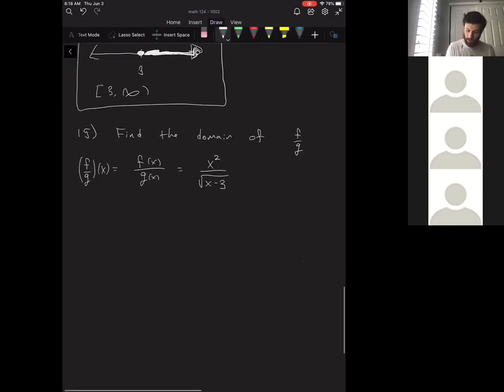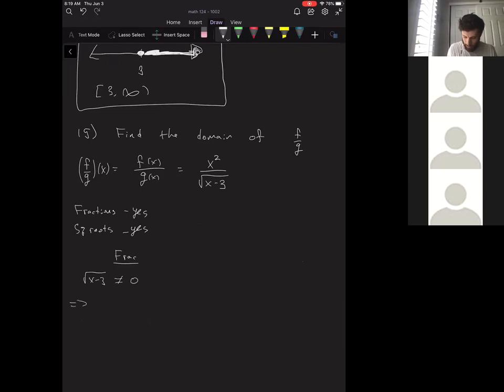All right, so domain, same thing. Are there fractions? And are there square roots? In this situation, we have yes to both. So let's start with the fractions. We can't have the bottom of our fraction being 0. Here, our bottom of our fraction is square root of x minus 3, so that can't be 0. So the square root of x minus 3 is not allowed to be 0.